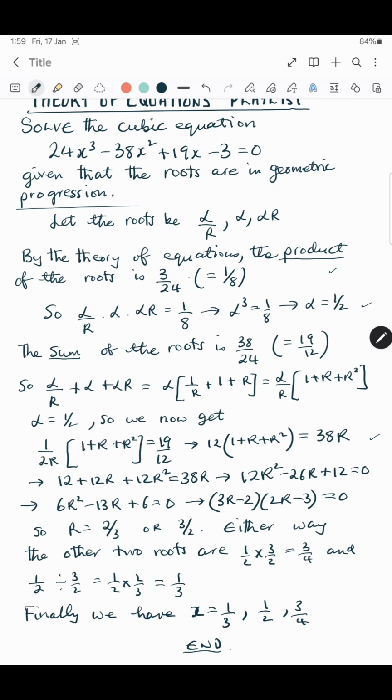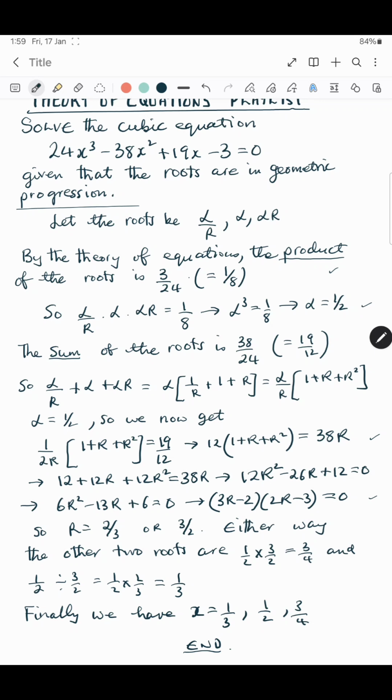You can simplify that by dividing through by 2. So 6r squared minus 13r plus 6 equals 0, which quite readily factorizes as 3r minus 2 times 2r minus 3 equals 0. So, r is either 2 over 3 or 3 over 2. It doesn't really matter which.